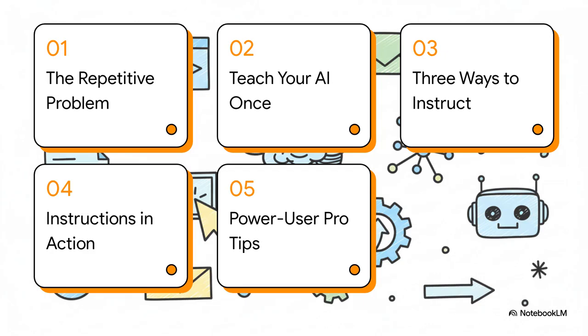So here's what we're covering. First, we'll talk about that repetitive prompt problem we all know and hate. Then we'll see how to teach your AI just one time. We'll look at the 3 different ways you can set instructions, see them in action with some real examples, and then we'll finish up with some pro tips to make you a total power user. So let's start with that big pain point.